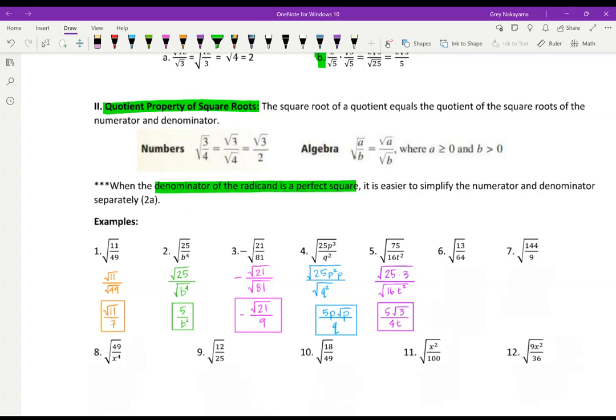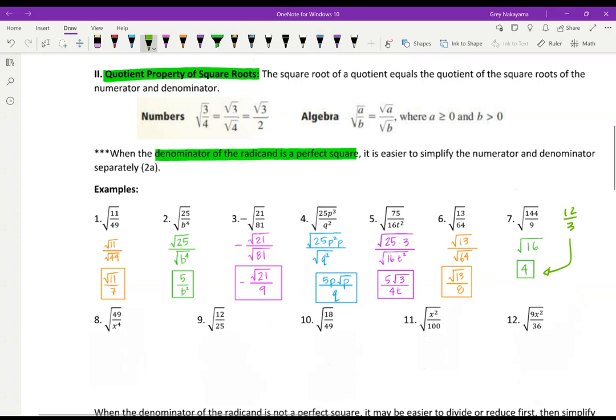Square root of 13 over 64, the square root of 64 is 8, so the square root of 13 over 8. Now this one I chose to show you. I didn't do it on number 3, but I did it on number 7 because I knew that 144 goes into 9 evenly, and it goes in 16 times. You might not know that, but that's the square root of 4. So if you didn't, you would end up with the square root of 12 over 3, and then you reduce it and get to 4. So whichever one is easier for you, okay?